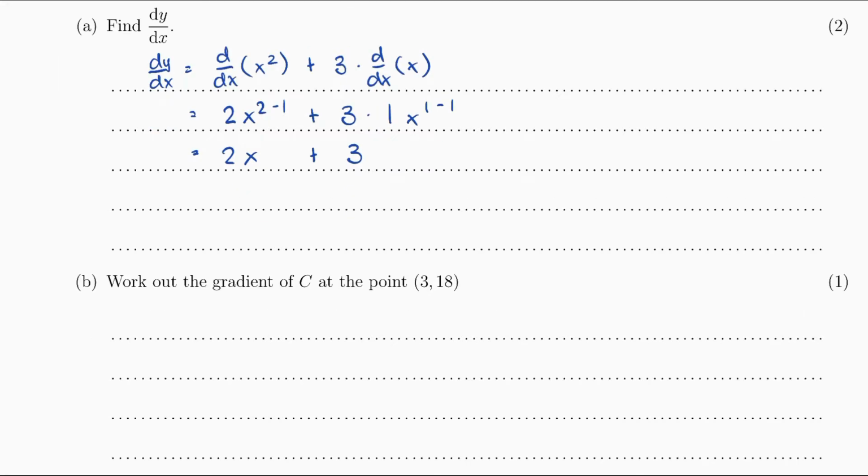Part B requires us to work out the gradient of C at the point (3, 18). This can be done by substituting in x equals 3 into dy over dx. This is because the first derivative of the curve with respect to x will give the gradient of the curve. So therefore, at x equals 3, dy over dx is equal to 2 multiplied by 3 plus 3. 2 times 3 is 6, and you plus 3, and this will give you 9. So the gradient of C at the point (3, 18) is 9.